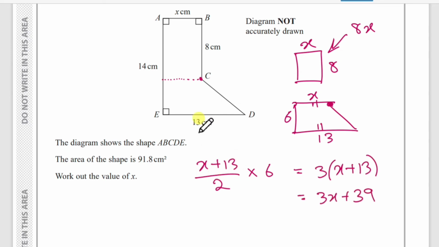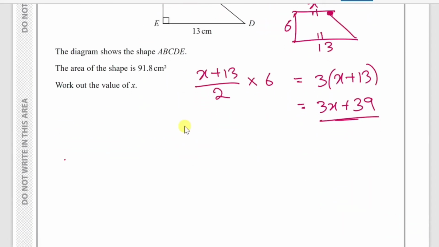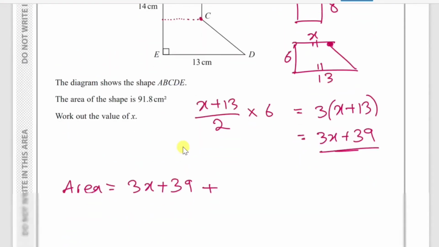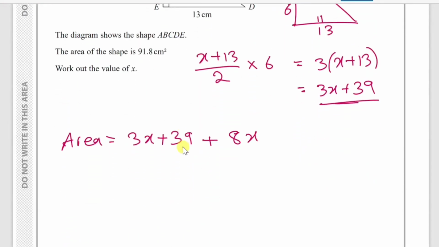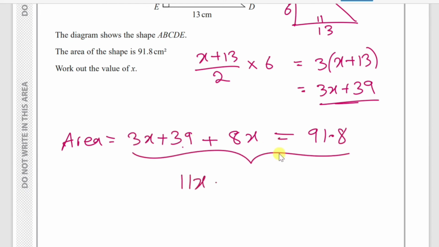Now, we know that the total area is 91.8. This means that the area of this plus the area of the rectangle must equal 91.8. So let's write an equation. The area is 3x plus 39, plus the original one at the top, which was 8x, and that's supposed to equal 91.8. Now let's tidy this up. 3x plus 8x is 11x, and then plus 39 equals 91.8.